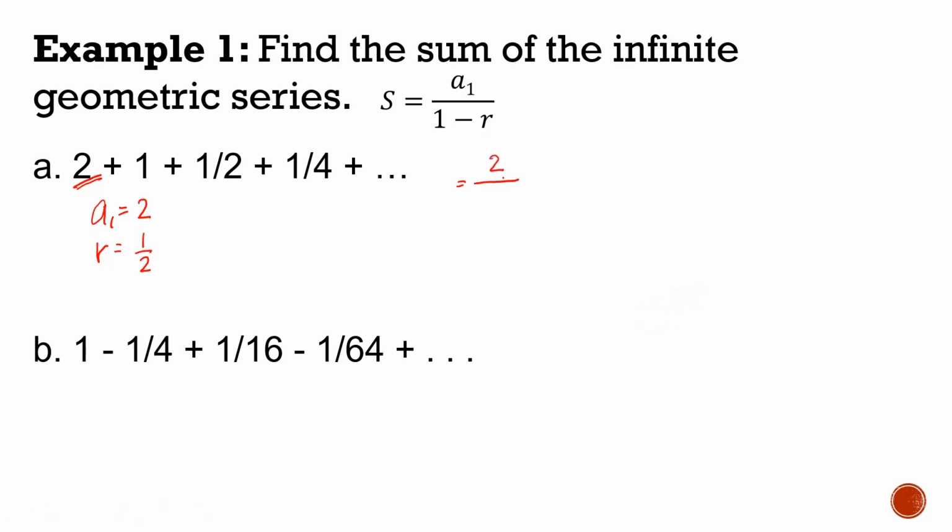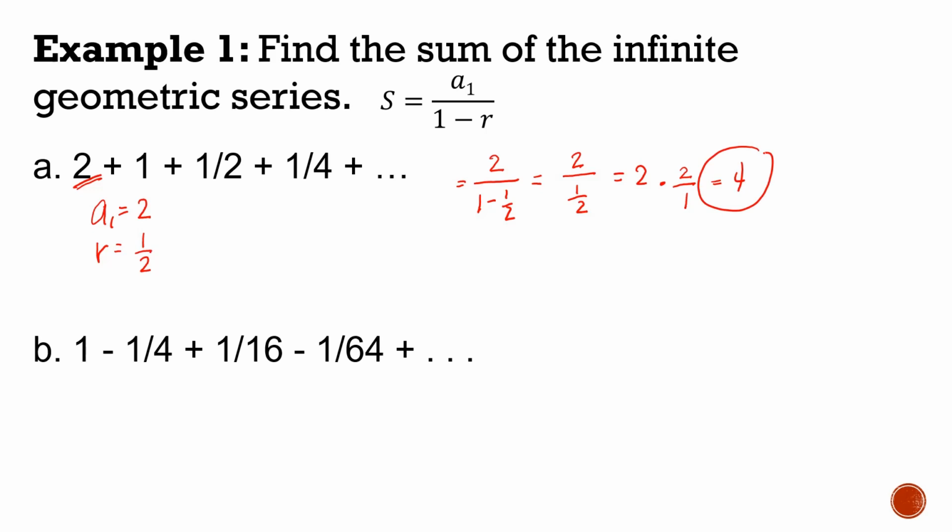So this is 2 over 1 minus 1/2, equals 2 over 1/2, since 1 minus 1/2 is obviously 1/2. That equals 2 times the reciprocal of 1/2, that's 2/1. So when we say reciprocal, the numerator becomes the denominator and the denominator becomes the numerator. That equals +4. Just multiply 2 times 2. That will be +4. Okay?